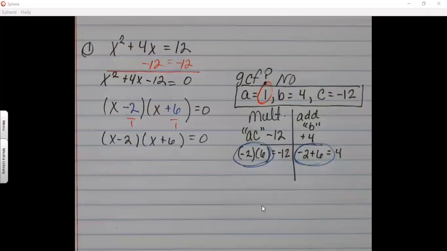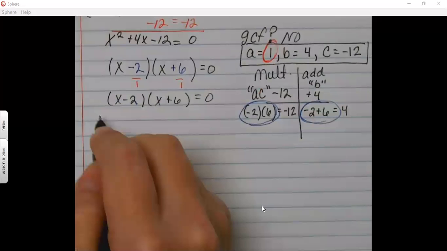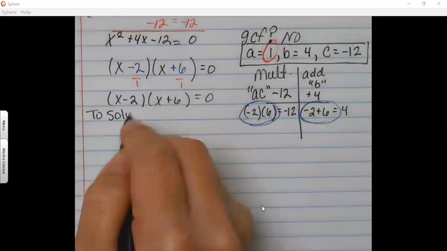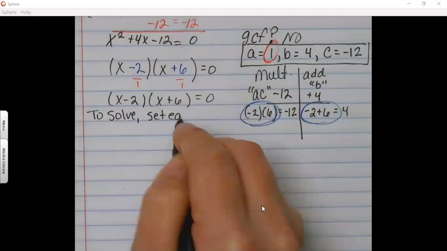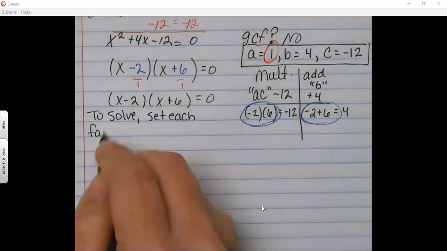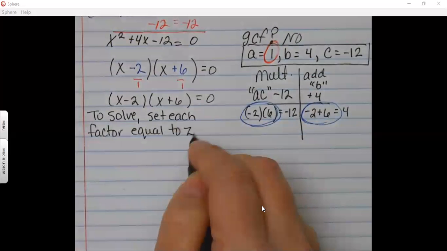So I have completely factored. I'm factored, I'm done. But the direction said solve each equation by factoring. Have I solved? No. What do I do to solve? Set each factor equal to 0, exactly. To solve, set each factor equal to 0 and solve for the variable.